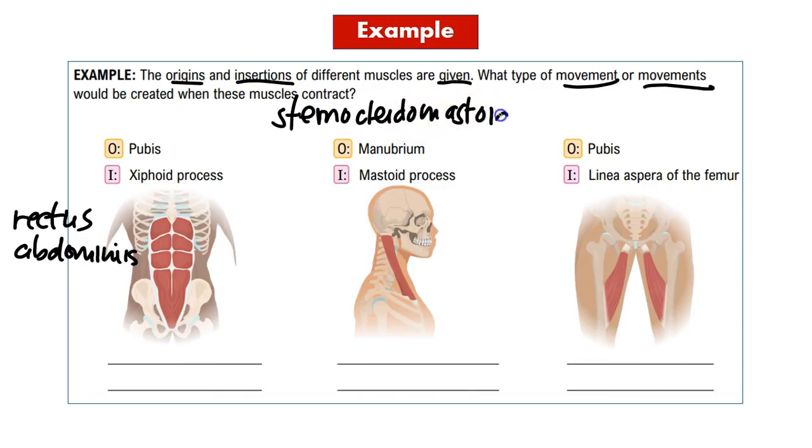And this name seems very long, but really it just means that your origin is going to be the sternum and, of course, the clavicle area, that's the cleido portion. And the insertion area is going to be your mastoid process, which we know is a portion of that temporal bone, going back to the skull bone.